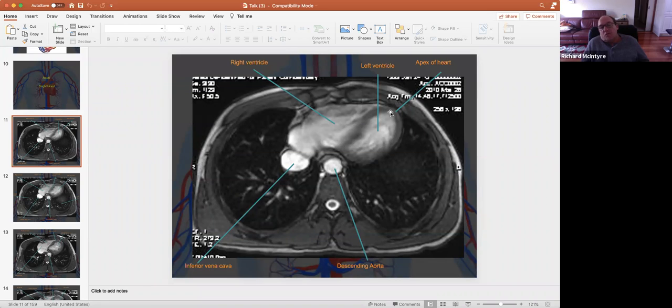And of course, we've got the apex of the heart, the pointy end of the heart. The opposite to the apex is the base. So the base of the heart is back here, and the apex of the heart is the pointy end at the bottom left of the heart.